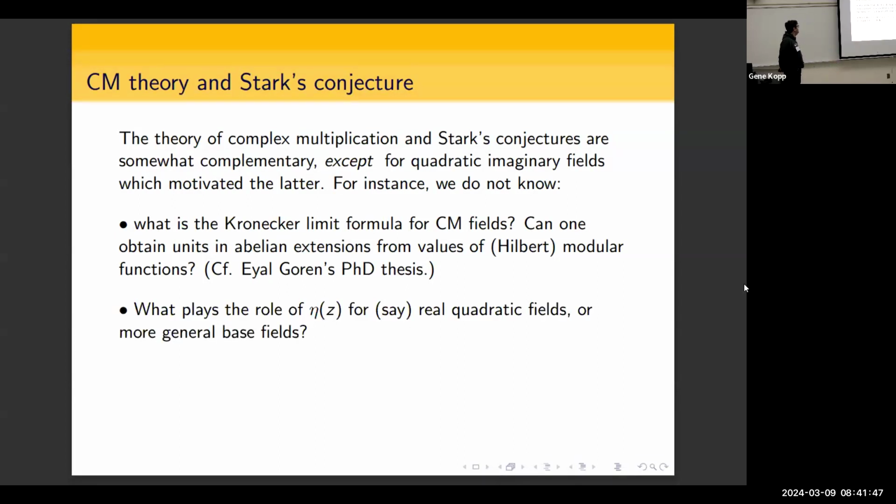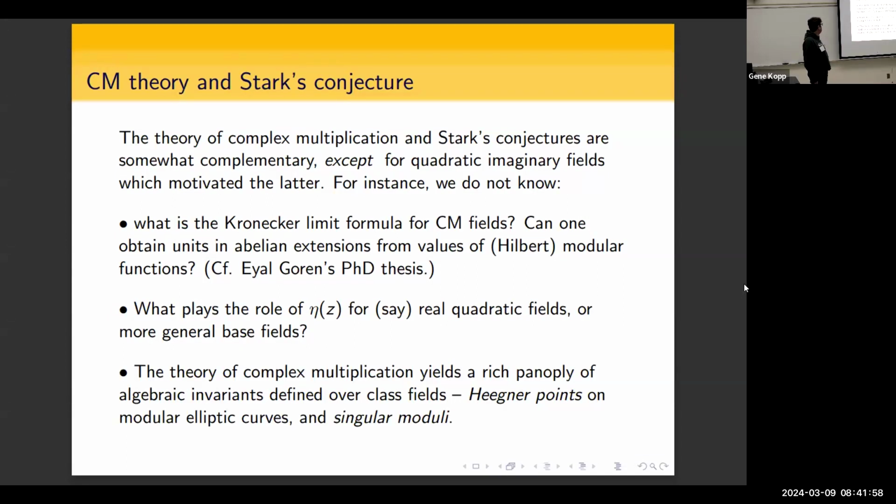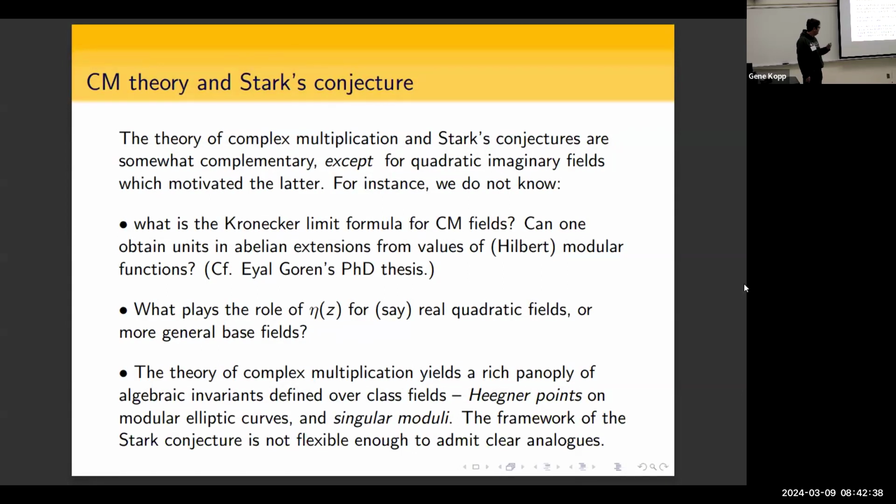And in a similar vein, you might ask what plays the role of the eta function for, say, real quadratic fields or more general base fields. So that's an interesting question that emerges. And another thing is that the theory of complex multiplication itself yields a rich collection of invariants defined over class fields, not just units, which are the things that arise in Stark conjectures, but also things like Heegner points, for example, which arise from taking the modular parameterization of an elliptic curve and looking at the images of CM points, or simply singular moduli, which are values of things like J, which are not units, that have interesting factorizations, which are interesting things in their own right. So these phenomena escape the framework of Stark's conjecture, at least in the current understanding that we have.